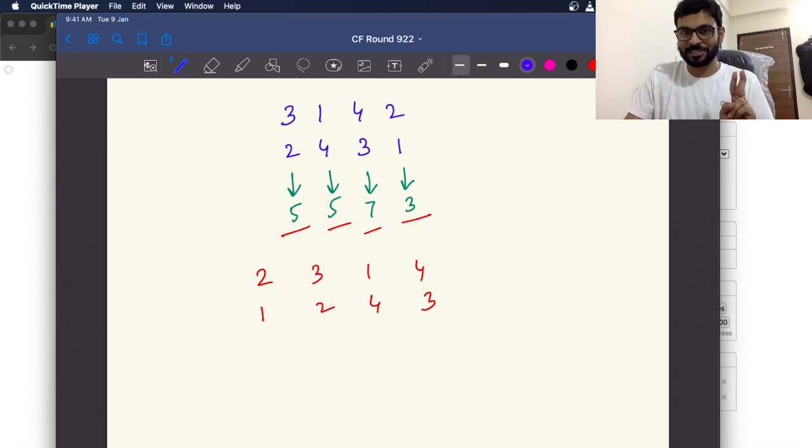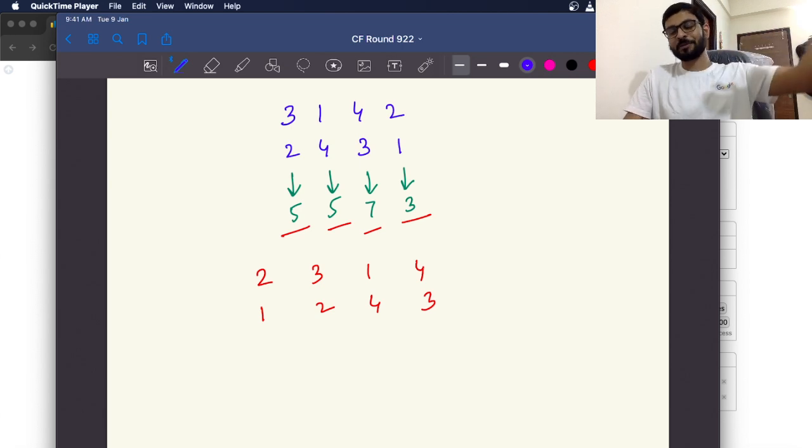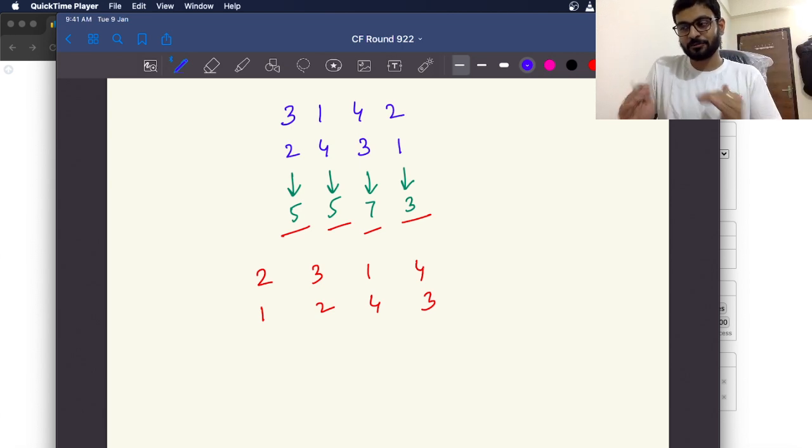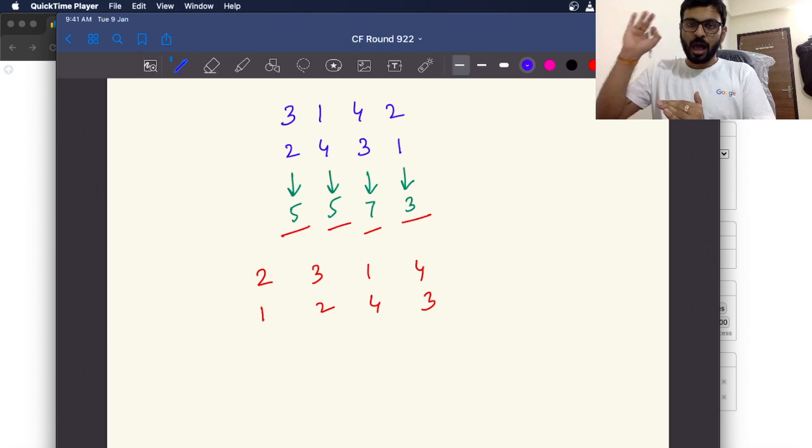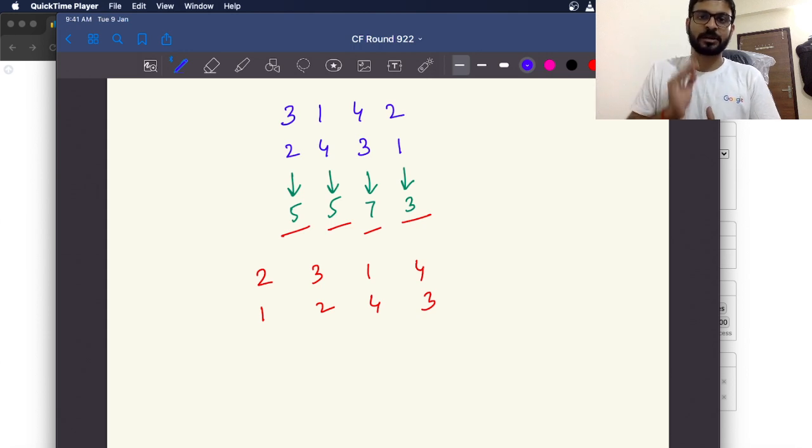There are not two inversions. So the swap will not give us anything better. We have to reach that state from where no single swap can give us a better answer.